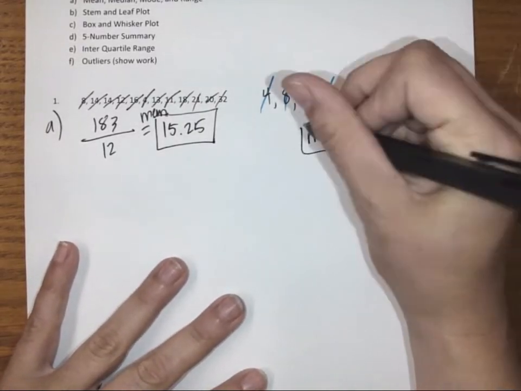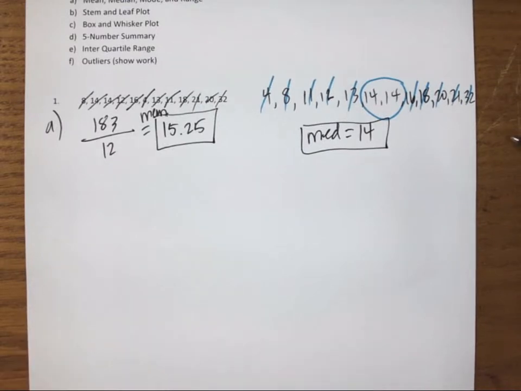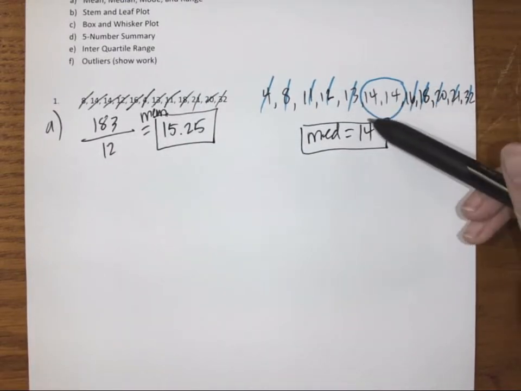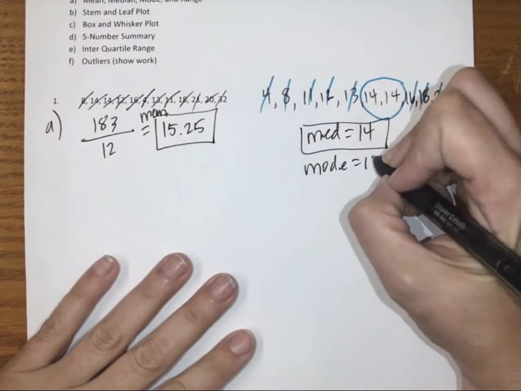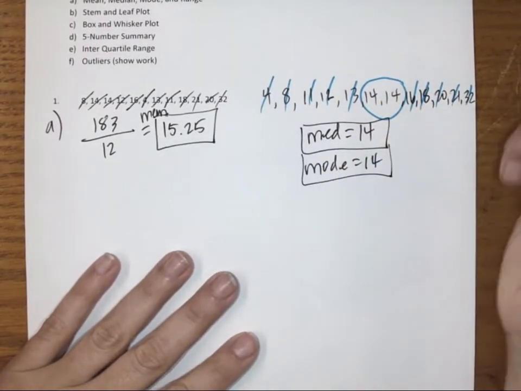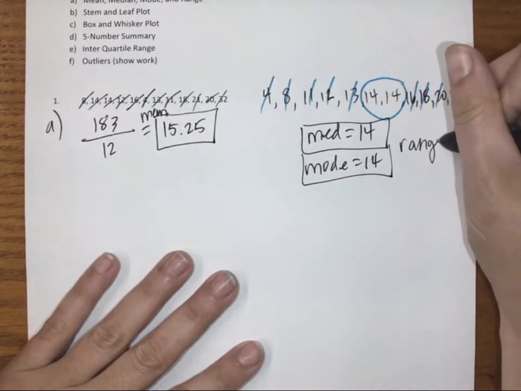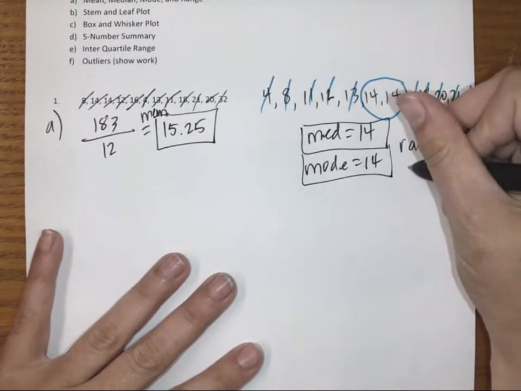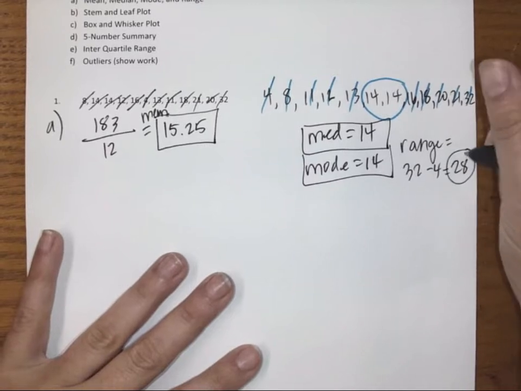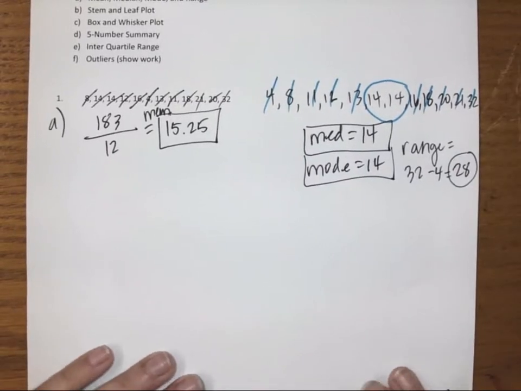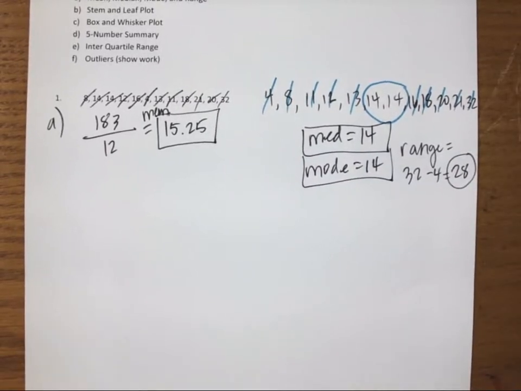Okay, the mode is the number that appears the most, that you see the most, which we only have one repeat here, so the mode is also 14. And the range is highest minus lowest, so 32 minus 4 is 28 is the range. Okay, so that's part A, mean, median, mode, and range.